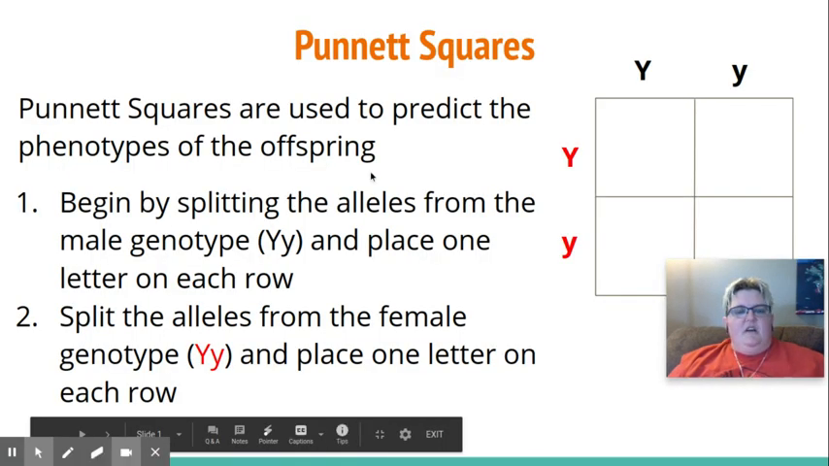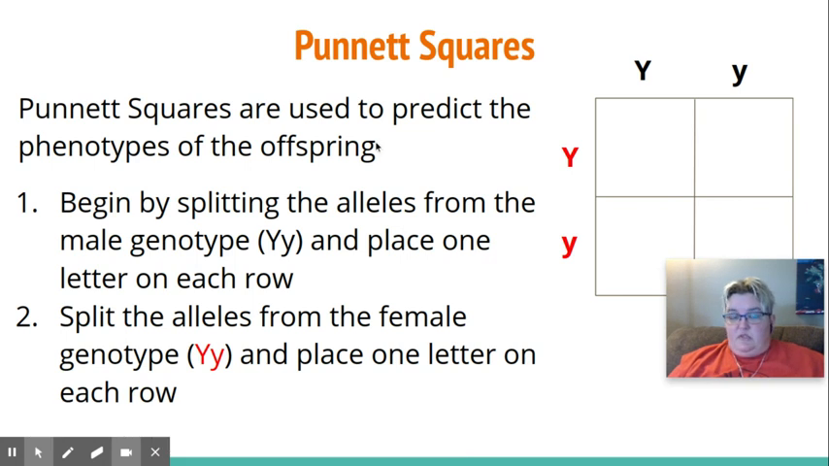All right, so Punnett squares are used to predict the phenotypes of the offspring. If you remember, yesterday we talked about phenotypes, and we said that phenotypes are the physical characteristics or what we see, okay? And so with Punnett squares, we're going to look at the genetic side of things and try to mathematically predict what the chances are that we're going to have certain types of phenotypes or certain traits show up, okay? So basically, this is the step by step of how you complete a Punnett square.